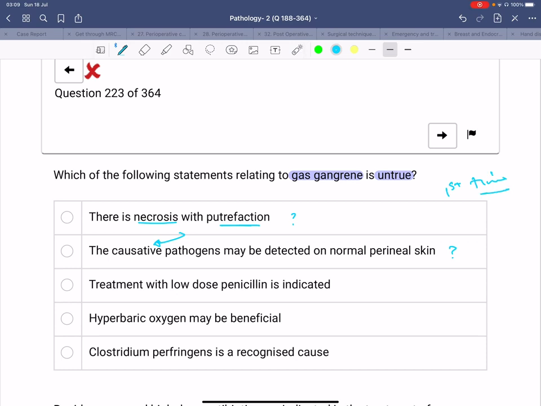Treatment is with low dose antibiotic, penicillin. This is very less likely. Hyperbaric oxygen may be beneficial. This is kind of true. Clostridium perfringens, if you remember that, is a recognized cause, which is true as well. So this is your way of solving in the first time, just to remember and memorize everything at the same time. So low dose does not seem correct. I think it requires debridement and high dose of antibiotic.